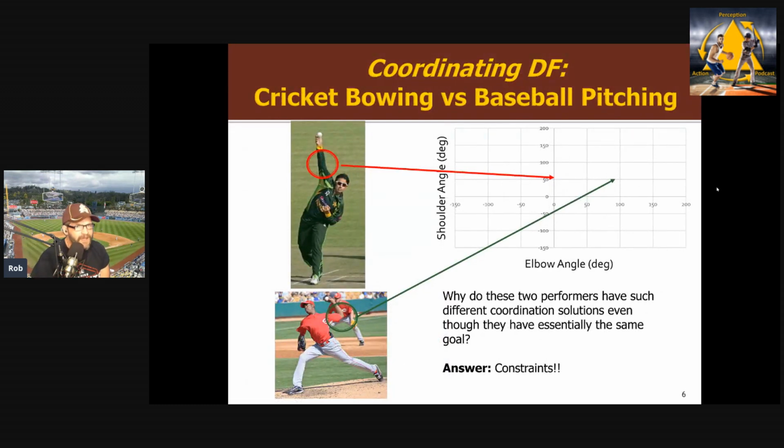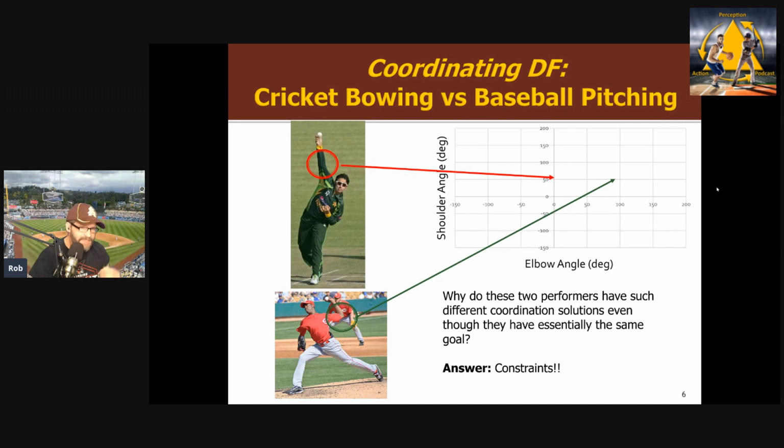So the top there is showing a cricket bowler, right? And if we look at the solution they're coming up with, you can see it in the image, their arm is very locked and straight. So if I map that onto my solution space, where that solution lies is with an elbow angle of roughly 0, as I'm going to define it, so it's pointing to the point on the graph where the elbow angle is 0, okay?